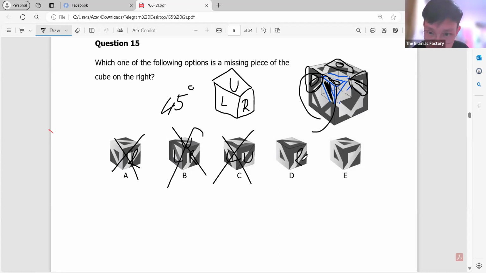Oh, wait. Okay, let me check. Okay, so we have skipped the correct answer. The correct answer is actually C. Okay, so let me explain why the correct answer is C.